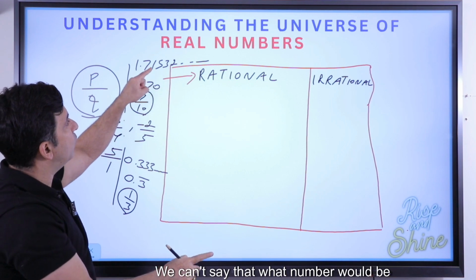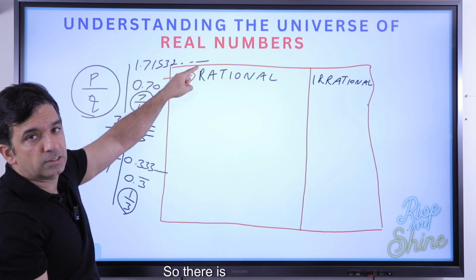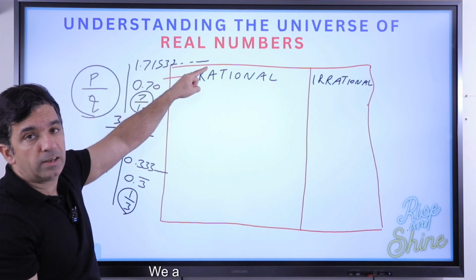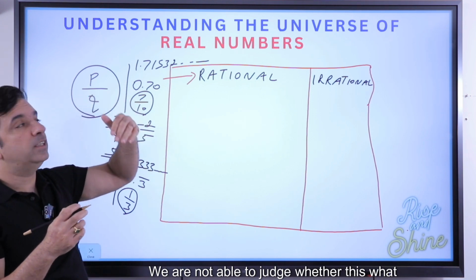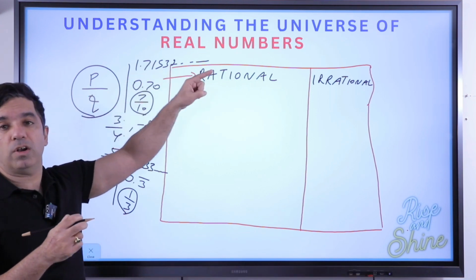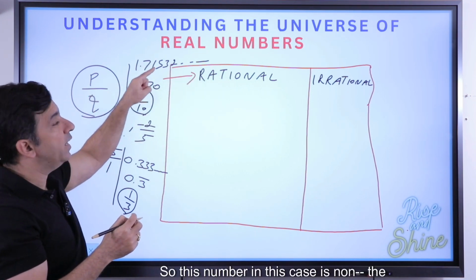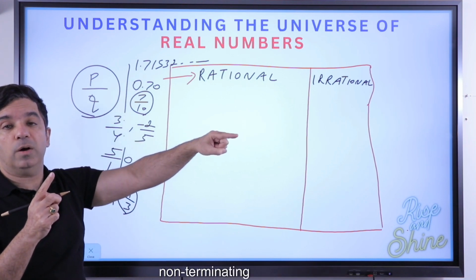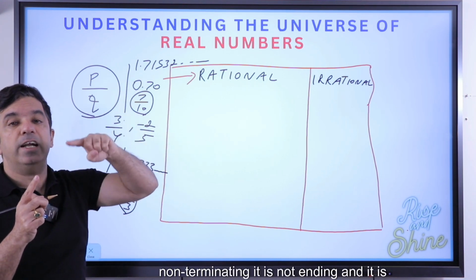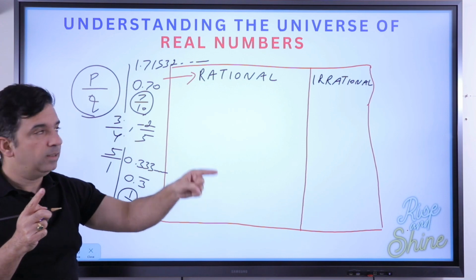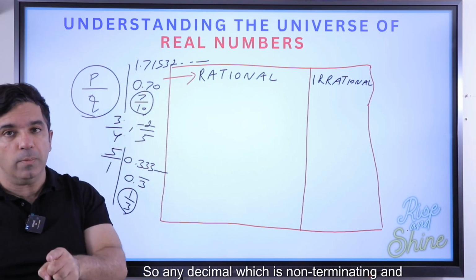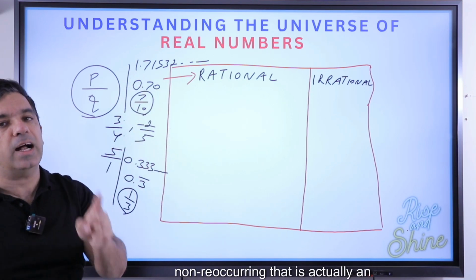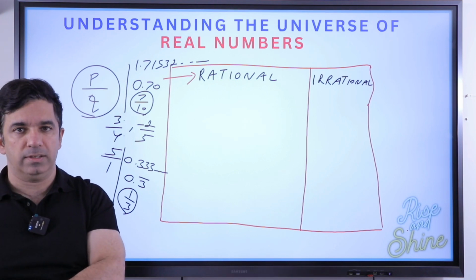We can't say what number would be coming just after this. So there is no fixed pattern over here. We are not able to judge what would be the next number and so on. So this number in this case is non-terminating, it is not ending, and it is non-reoccurring as well. So any decimal which is non-terminating and non-reoccurring is an irrational number.